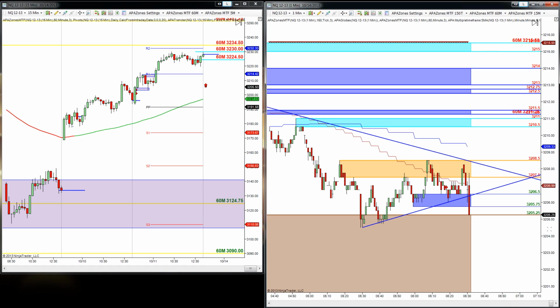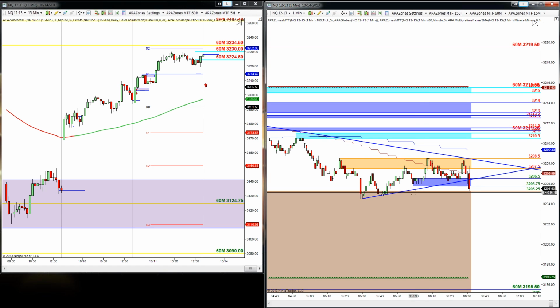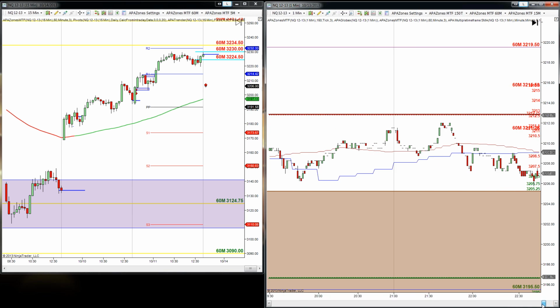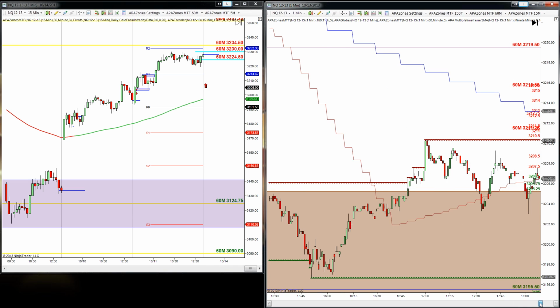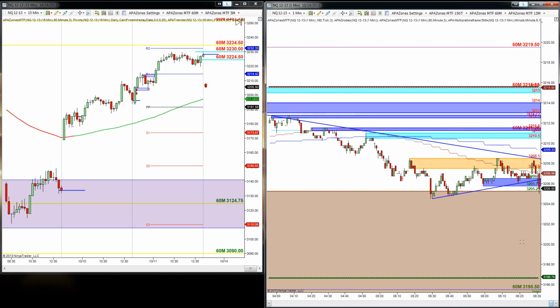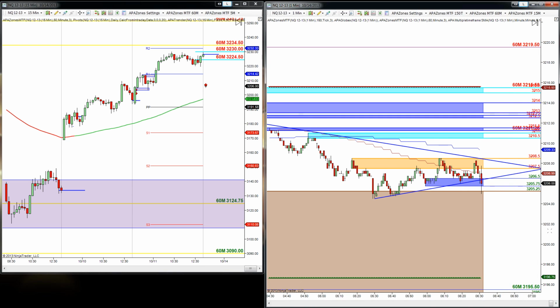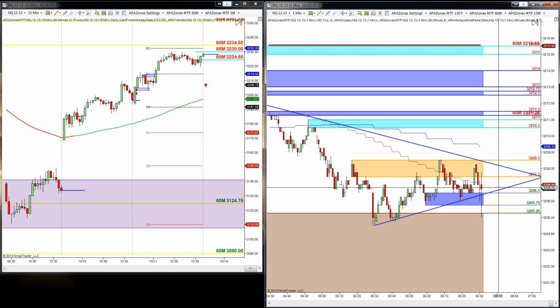And there it goes. Wow, look at how big that 1 minute zone is. Holy cow. That's huge. Wow. I personally kind of like the short play here.